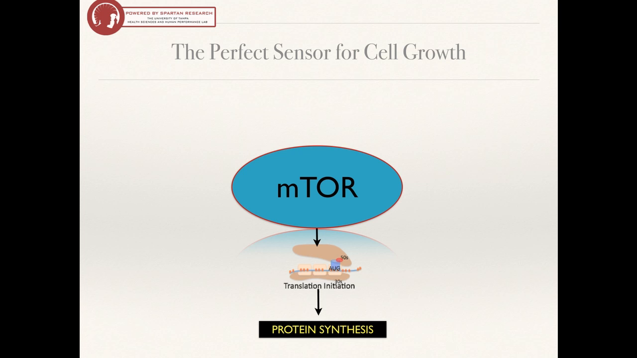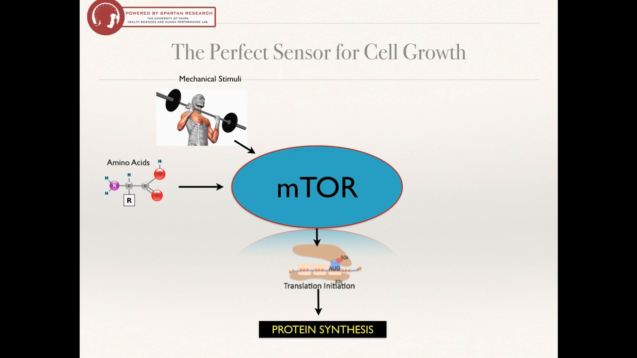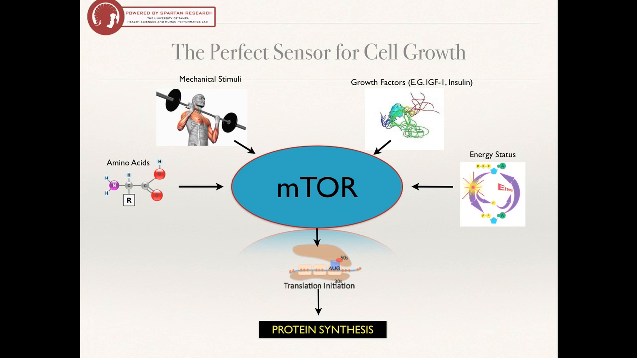Why? Well, we think that mTOR is a perfect sensor for cell growth. So there's mTOR right there. It senses amino acids. It can sense mechanical stimuli like lifting weights. It can sense growth factors like IGF-1 and insulin, and the energy status of the cell as well.